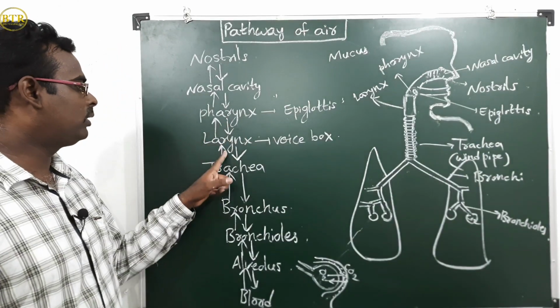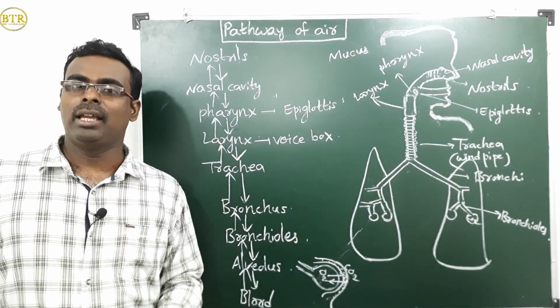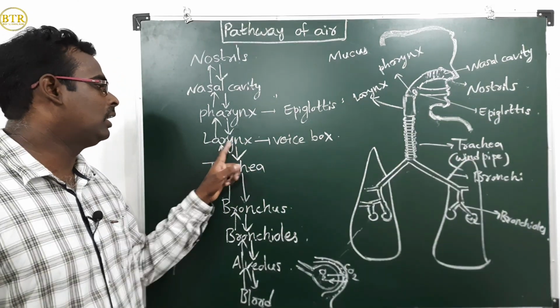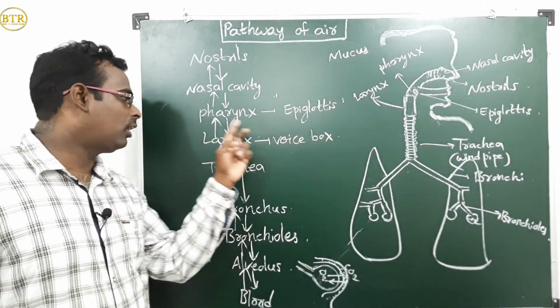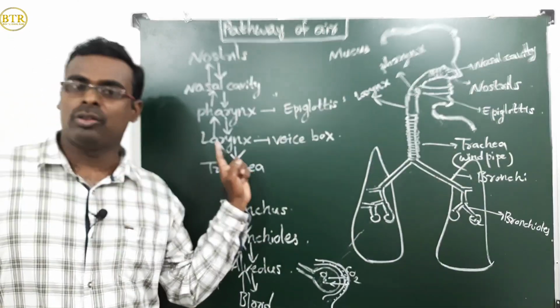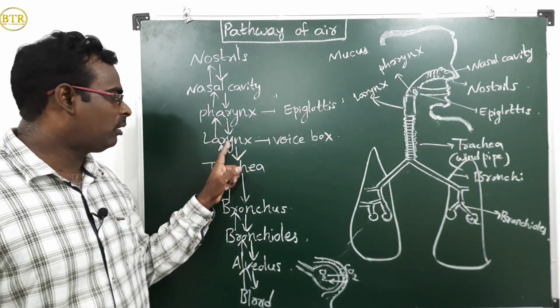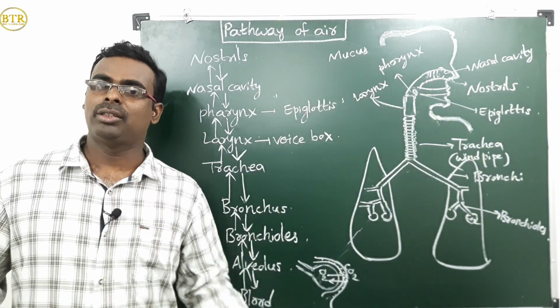Next, the pharynx opens into a box-like structure called the larynx. What is the larynx? A box-like structure present below the pharynx is called the larynx. The larynx is commonly known as the voice box. Two vocal cords are present in the larynx. When the air coming from the lungs touches the vocal cords present in the larynx, they vibrate. This vibration produces the sound.